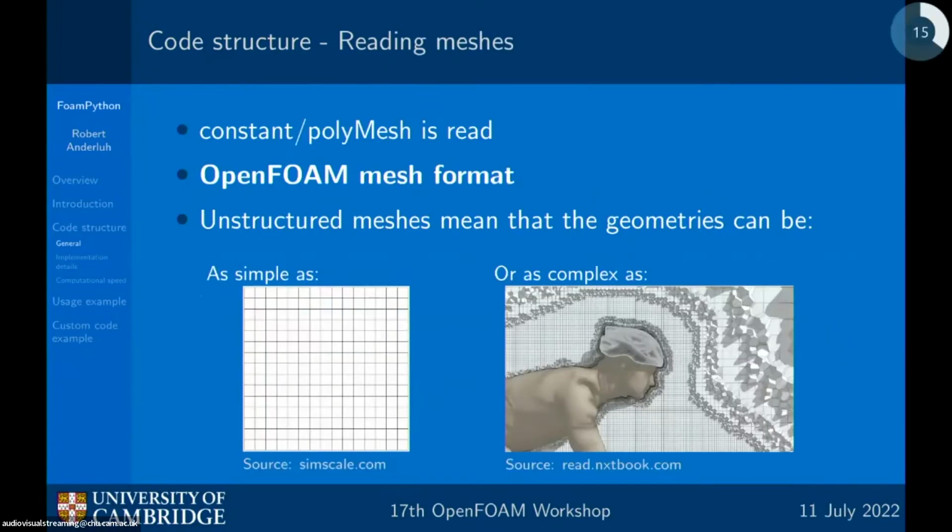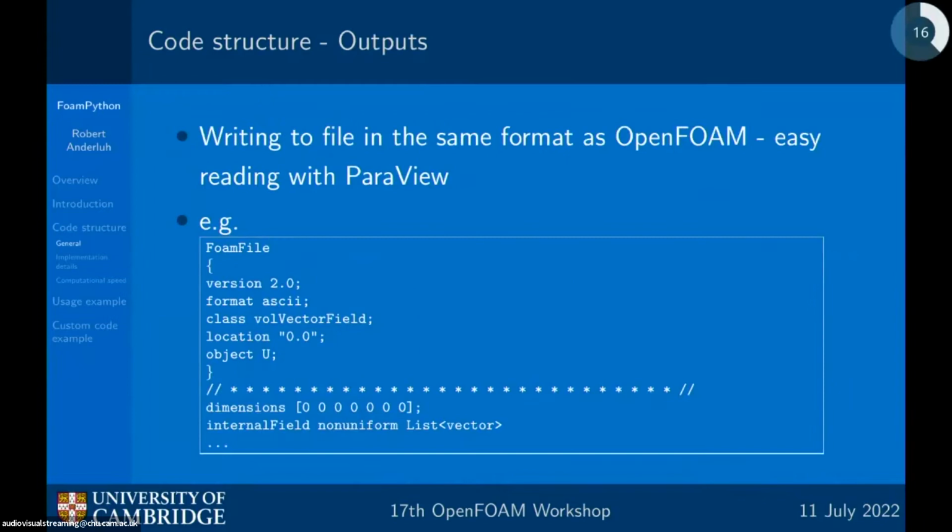For reading in meshes, constant polyMesh is read, same as in OpenFOAM. The format is the same, so basically it's possible to read in existing OpenFOAM meshes and simply use them within the code to solve whatever kinds of equations that you want to solve. Outputs, again, very simple. File writing functionality as always seen in Python, and I have implemented it in a way that it's readable with PyView.